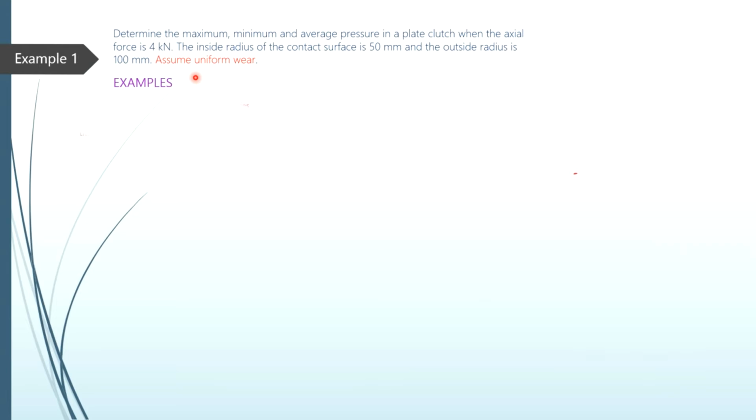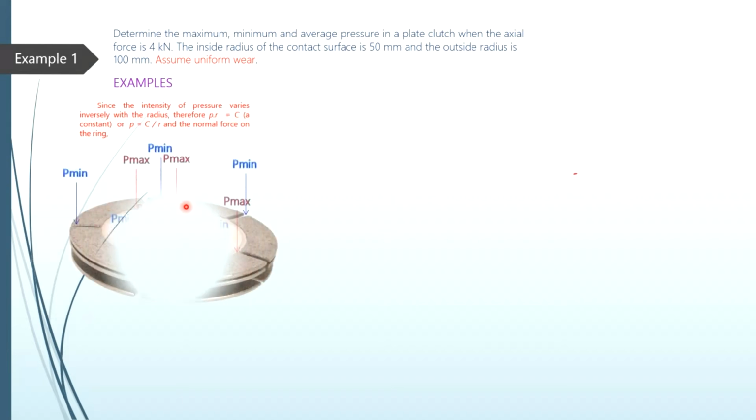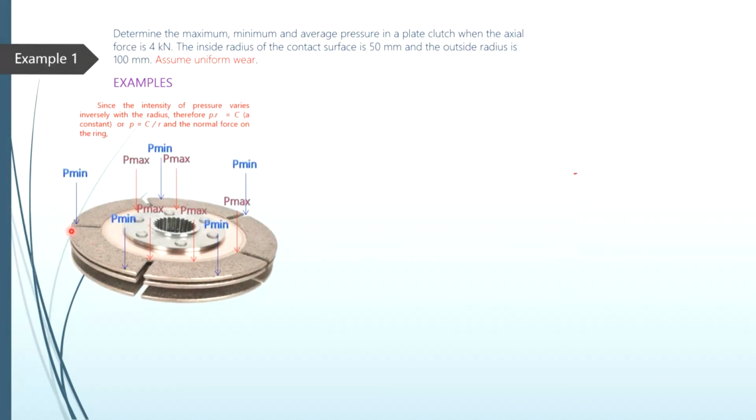Uniform wear theory states that the pressure varies inversely proportional to radius. That means the product of pressure and radius is equal to a constant. When you look at this diagram for uniform wear, the minimum pressure actually is acting at the outer radius, whereas maximum pressure will be acting at the inner radius. That is what it means by pressure varies inversely with the radius. That is only for uniform wear theory.